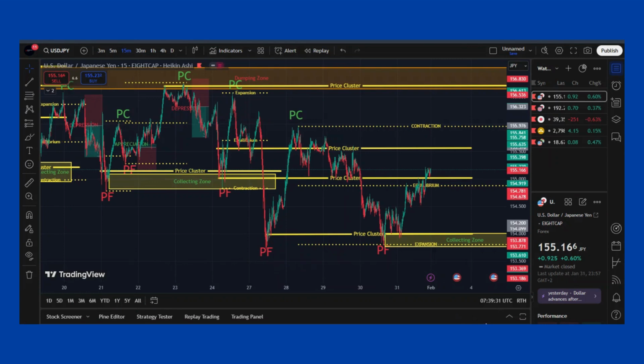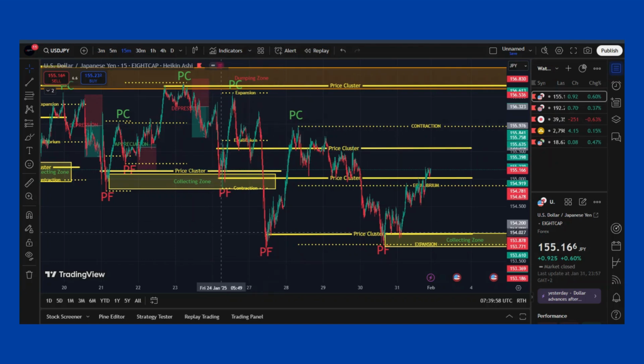Today we'll be doing analysis looking at the week of the 3rd until the 9th. First pair that we'll be doing analysis on is USD JPY, which is US dollar, Japanese yen. From last week, just to recap, you can see I didn't take any trade from last week.